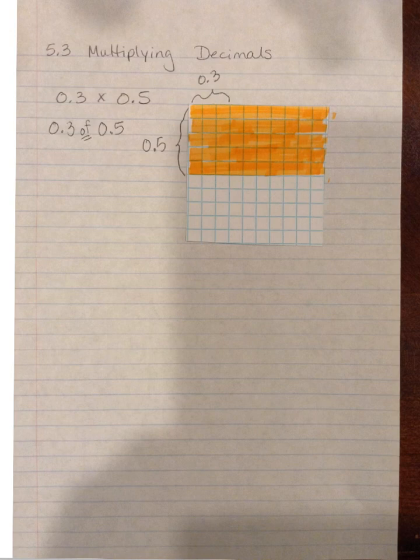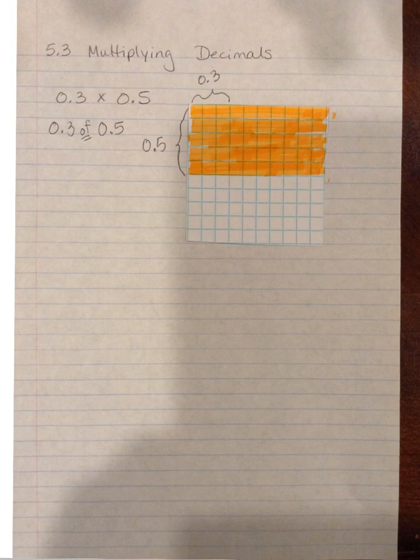Okay, now for this part, you do not need to put this in your math notebook. This is not one of the boxes. I just wanted to show you this because they talk about this in the book, and it gives you a visual explanation of what we're doing when we multiply decimals. So when we multiply 0.3 times 0.5, we're multiplying 3/10 times 5/10.